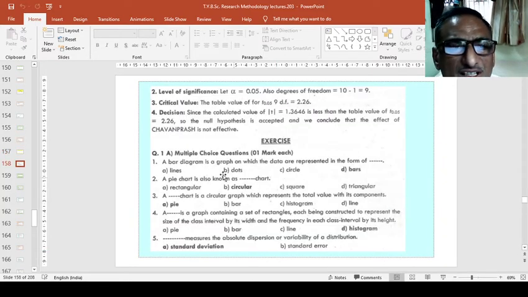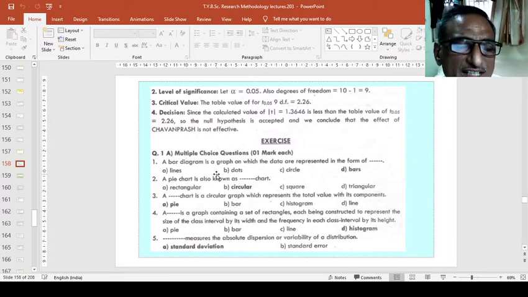So this is the answer. The level of significance, let alpha equal 0.05, and the degree of freedom is equal to 10 minus 1, which means 9. The critical value as per the table comes to 2.26. The final decision: since the calculated value of t, 1.3646, is less than the table value of t 0.05, 2.26, the null hypothesis is accepted, and we conclude that the effect of Chyavanprash is not effective.